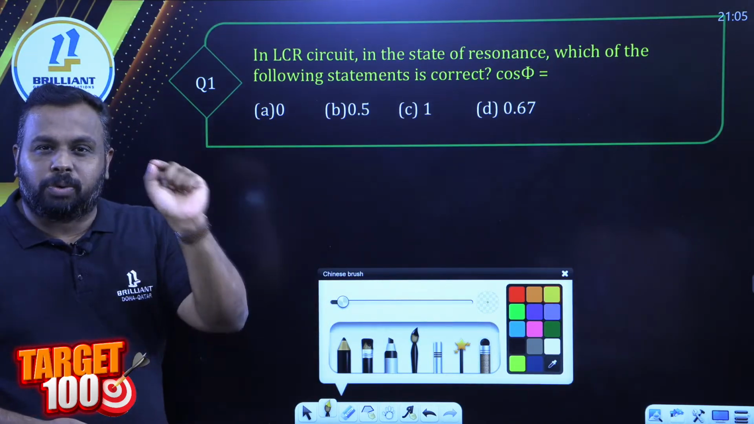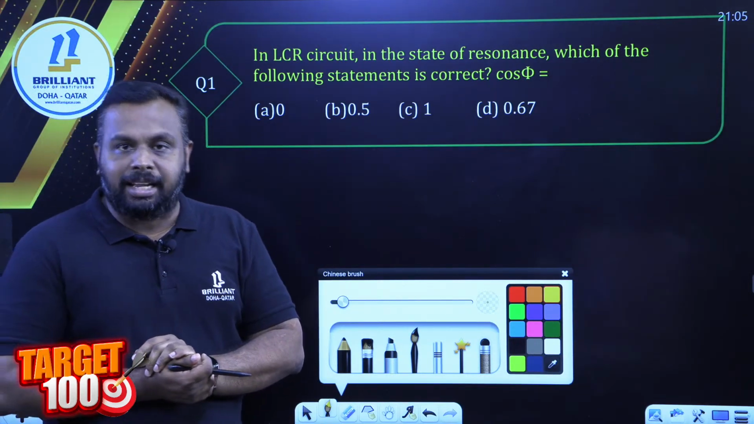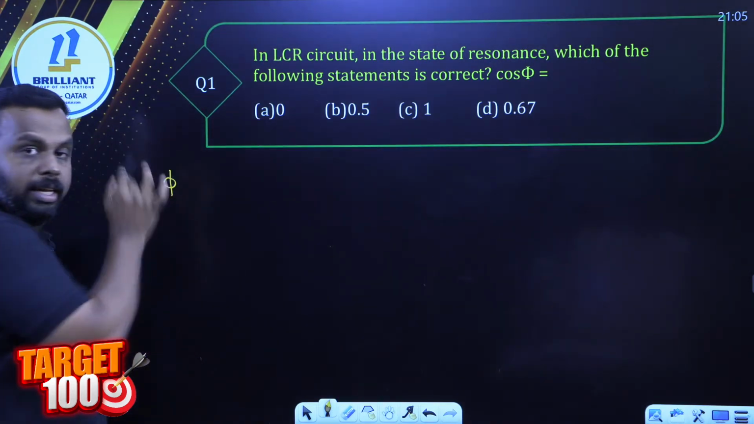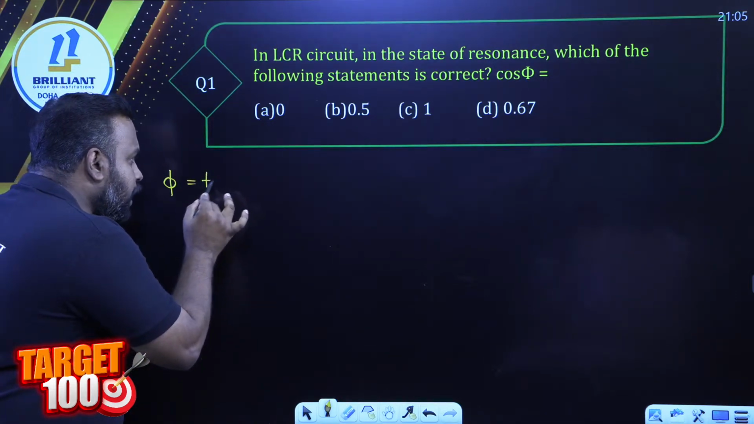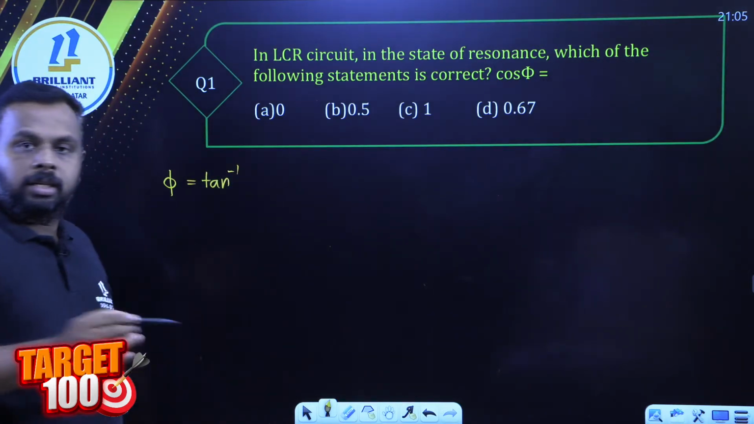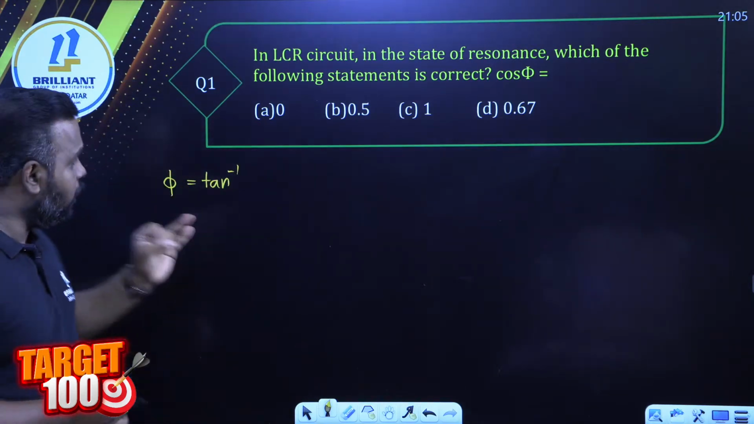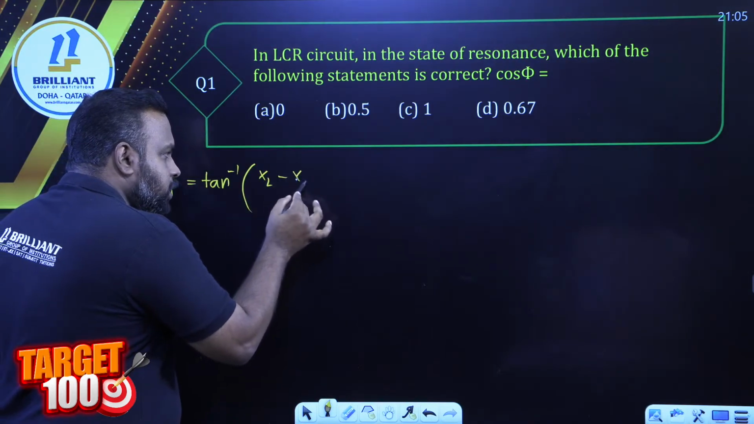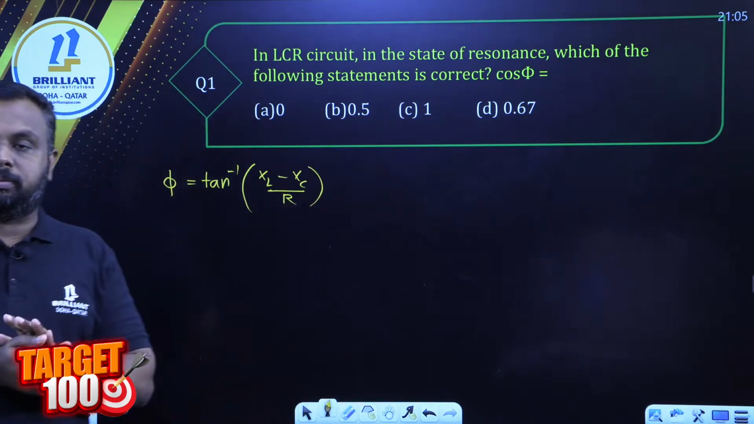Cos phi. What is phi in this equation? You know that phi is the phase difference, the phase angle, right? The equation for the phase angle in an LCR circuit: phi is equal to tan inverse of... There are two important formulas, one for the impedance and the other for the phase angle. Tan inverse of XL minus XC by R. This is the basic equation for the phase angle.